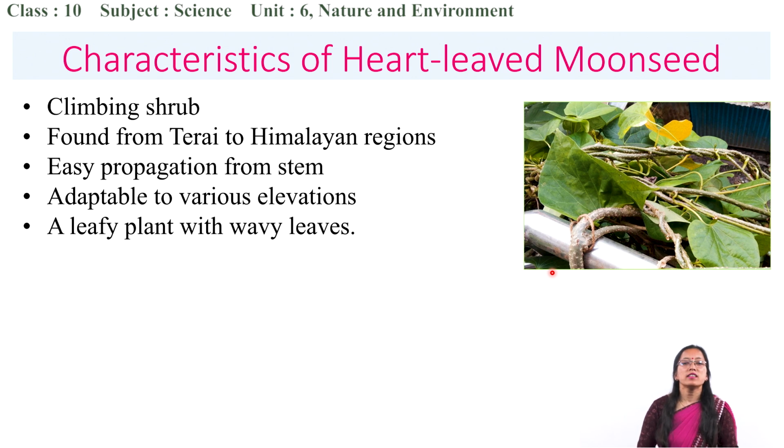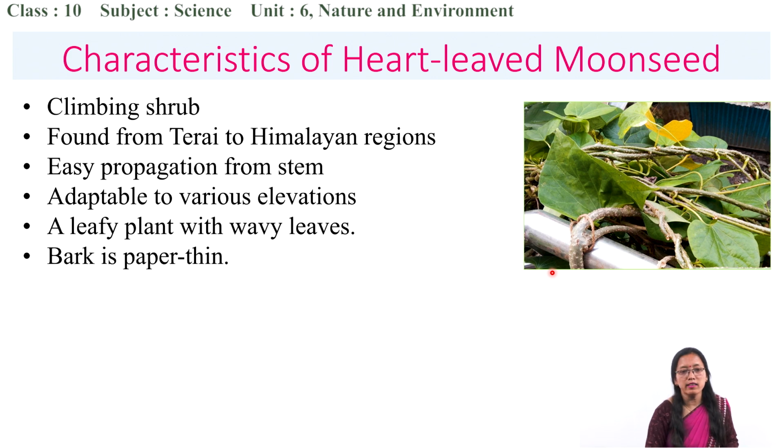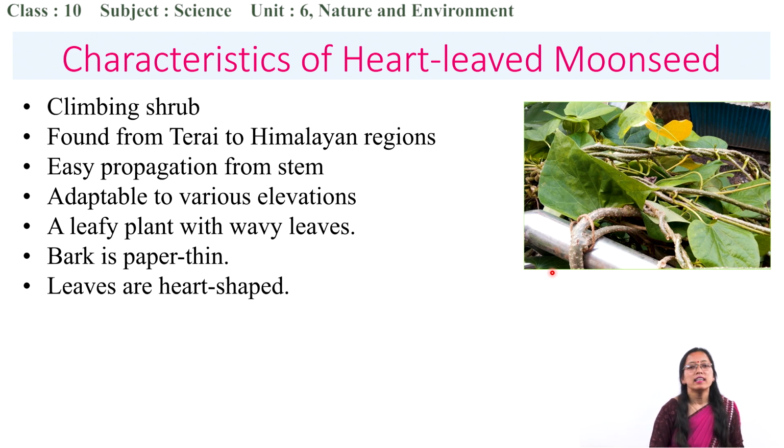A leafy plant with wavy leaves. It has many leaves, just like a waving. That means it has a small climbing stem, and the stem also forms a wave-like structure. Around that there are many leaves, so we call them wavy leaves. The bark is paper-like, very thin. If we take out its outer bark, it is very thin, paper-like, white in color. And the leaves are heart-shaped. If we see the shape of the leaf, these are heart-shaped leaves.